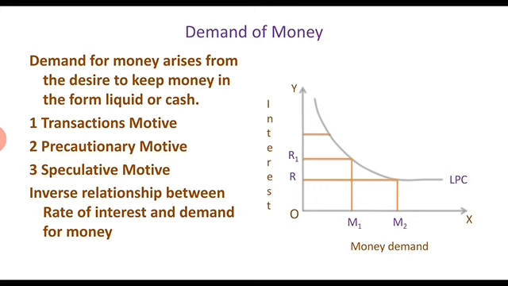When the rate of interest increases further to OR2, the demand for money decreases further. So there is an inverse relationship between the rate of interest and demand for money. So the LPC curve has a negative slope or downward slope.